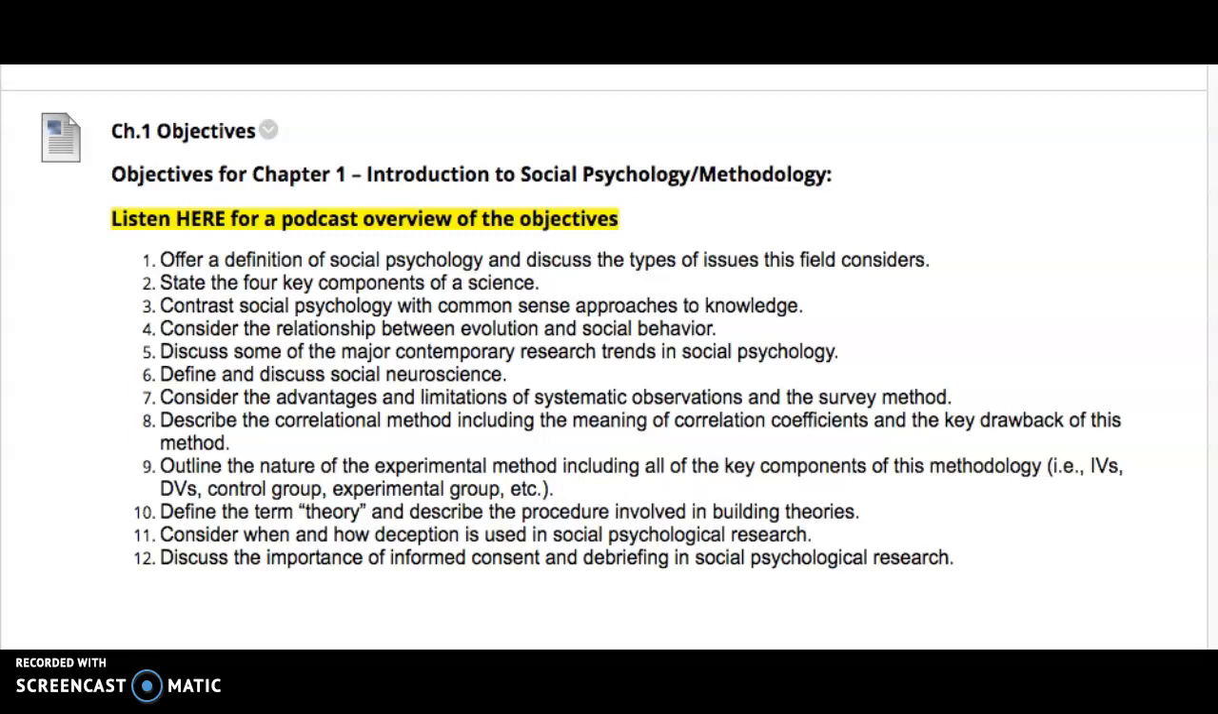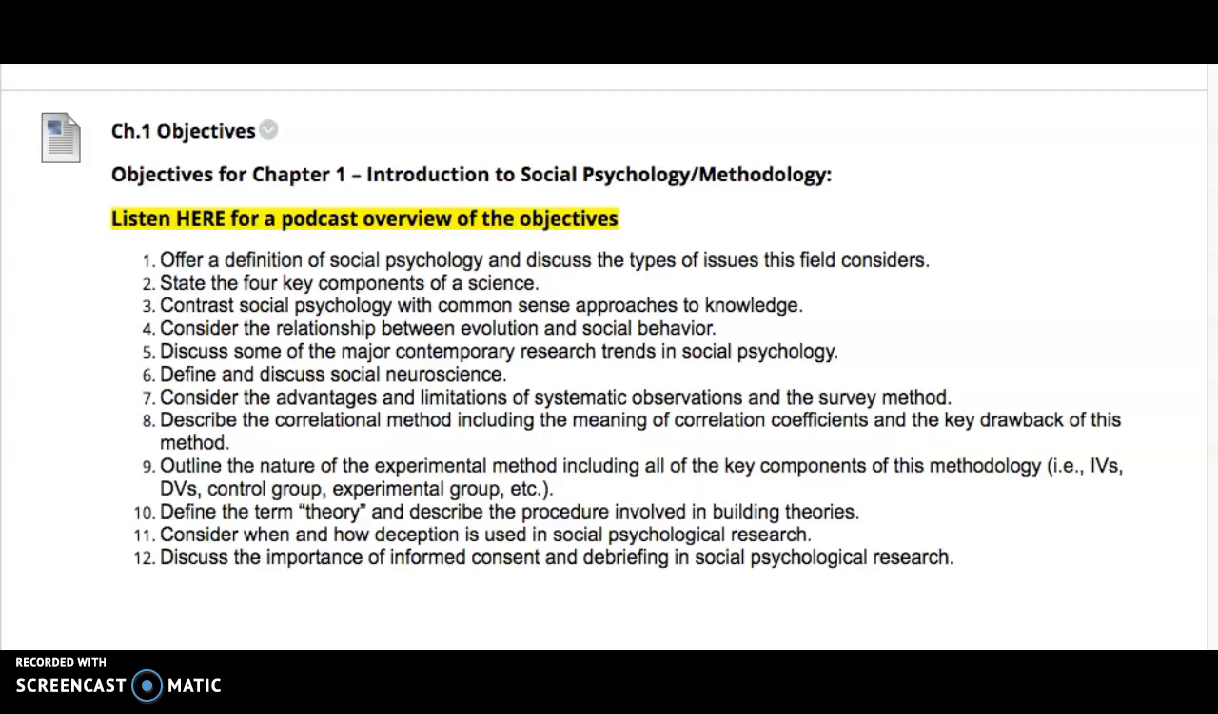Then we'll look more in the second half of the chapter at specific research methods. So we'll take a look at the advantages and limitations of systematic observations and the survey method. So in social psych, we often start there. We start with observing other people and behavior in a systematic way. We don't just observe, but we record and we write down. And we use those observations usually as a launching point for future research.